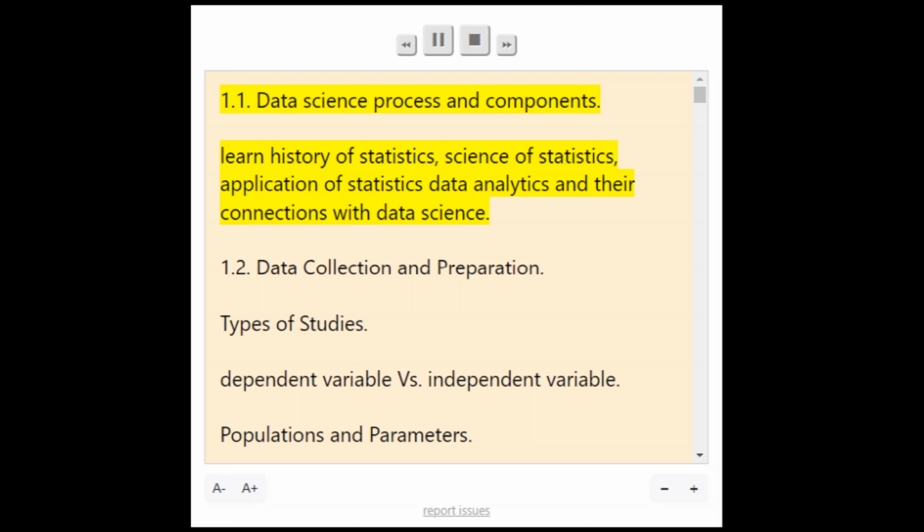1.1 Data Science Process and Components. Learn the history of statistics, the science of statistics, the application of statistics, data analytics and their connections with data science.